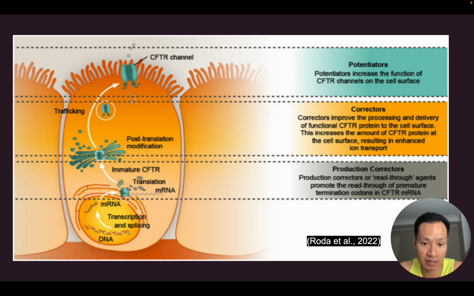So the CFTR modulator therapy is a combination of potentiators and one or two correctors and production correctors. Nursing considerations for this medication: this medication is expensive, so it may be a barrier for the patient to access the medication. In addition, the patient's education status and socioeconomic status could also affect adherence to the medication. And finally, the patient should use this medication in combination with bronchodilators, mucolytics, and anti-inflammatories for the best outcome for the patient's health.